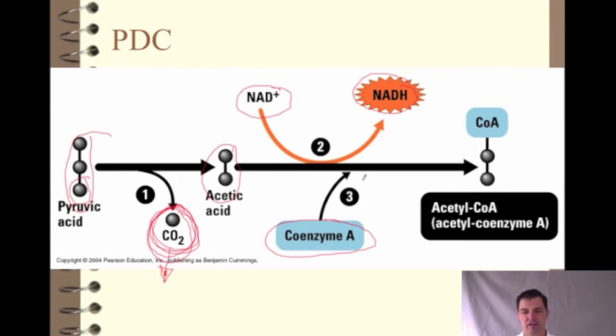And once I hook that coenzyme A to my acetic acid, I get as my output, the thing that comes out of the PDC, or the pyruvate dehydrogenase complex, is this acetyl coenzyme A. And that is going to be the product that comes out that goes into my next step.